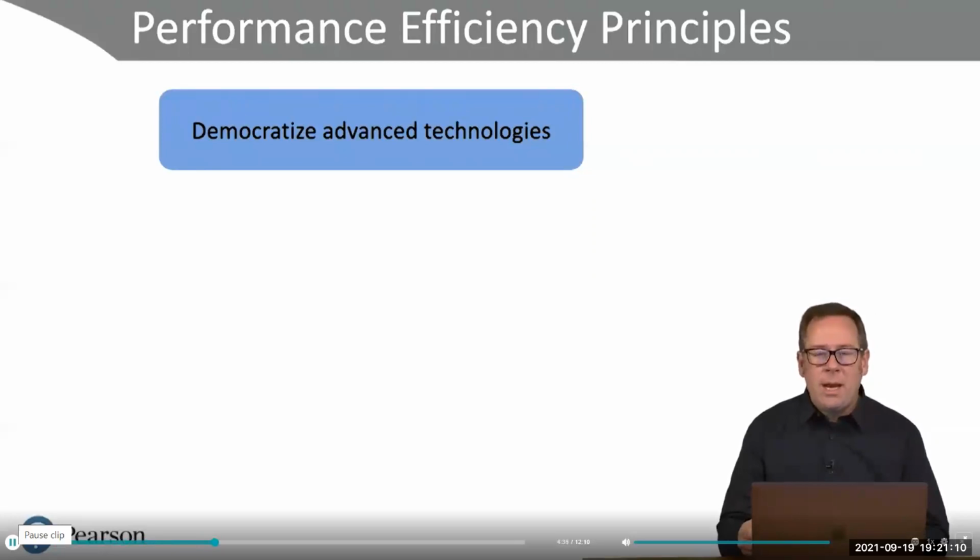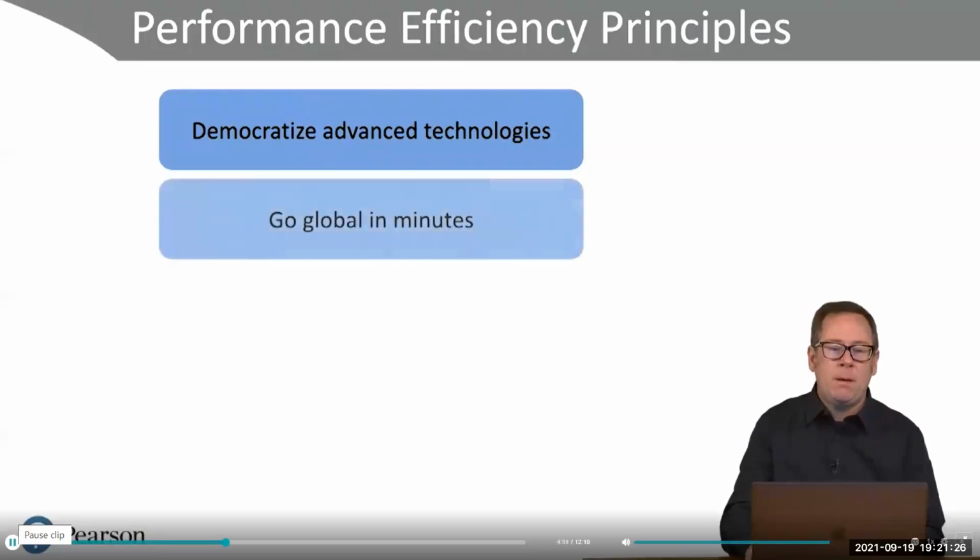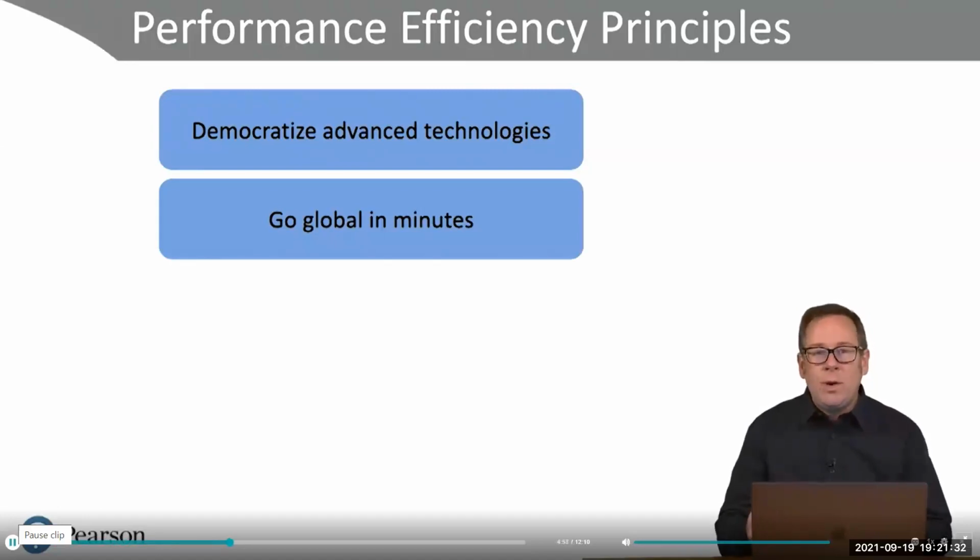AWS is going to take on the overhead of learning these new technologies and making them available so that your support teams do not need to be experts in them. They only need to learn a couple of workflows, enough to be able to use them within the AWS ecosystem. Next, go global in minutes. The ability to deploy into different regions and availability zones without having to provision new data centers is really valuable.